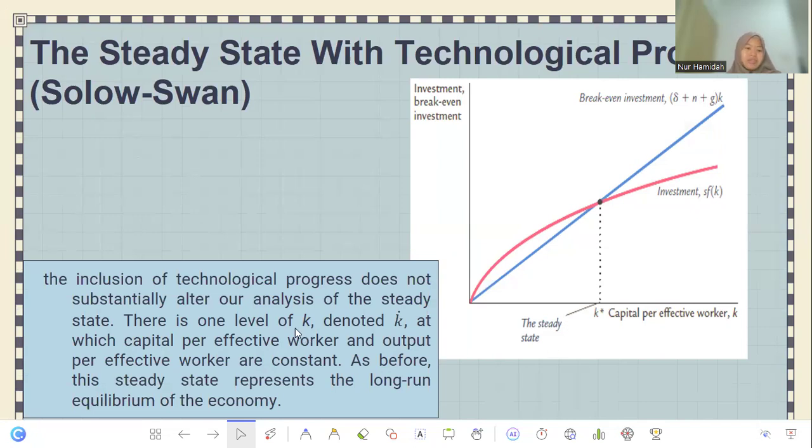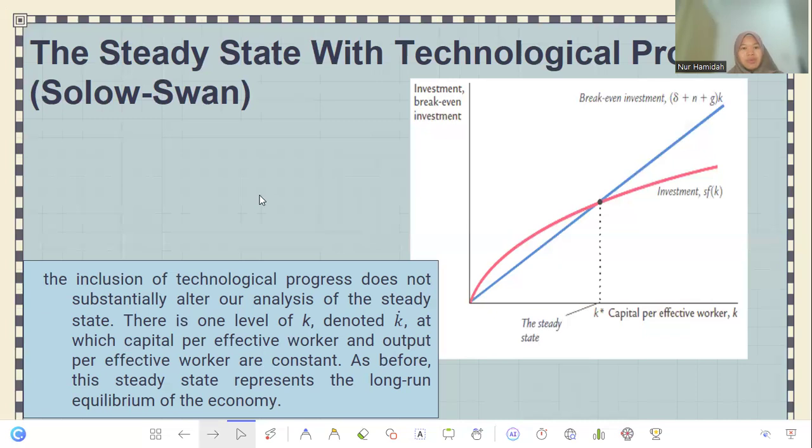The inclusion of technological progress doesn't substantially alter our analysis of the steady state. There is one level of k, denoted k-star, at which capital per effective worker and output per effective worker are constant. As before, the steady state represents the long-run equilibrium of the economy.